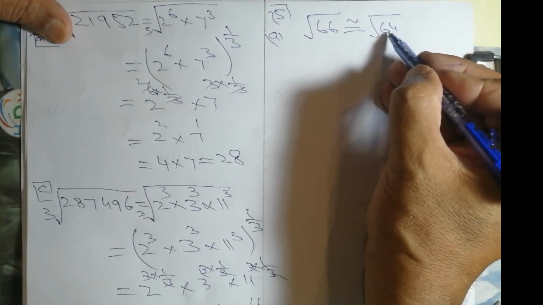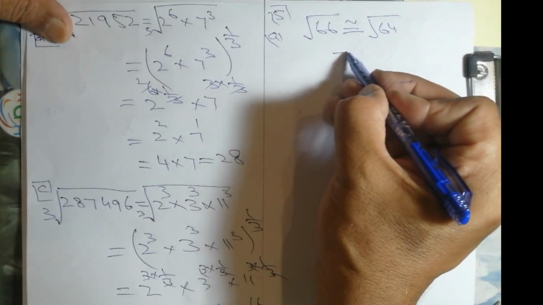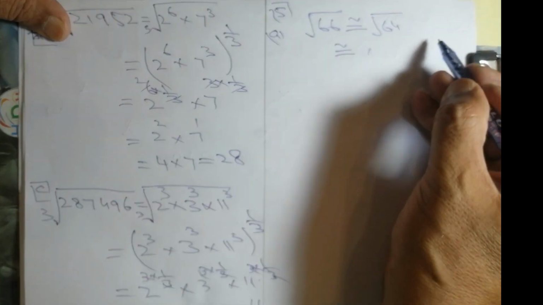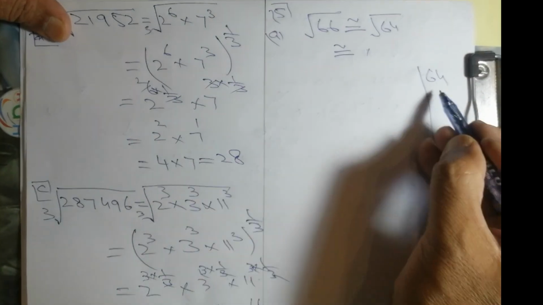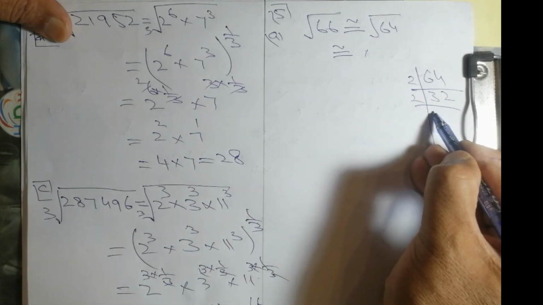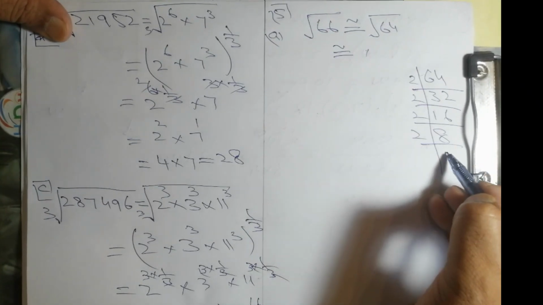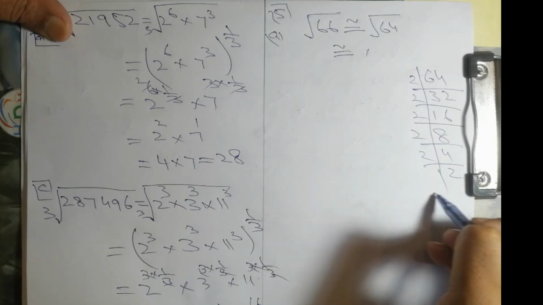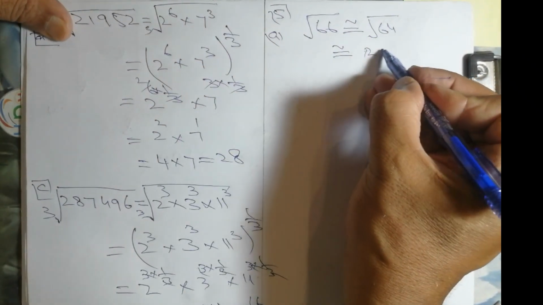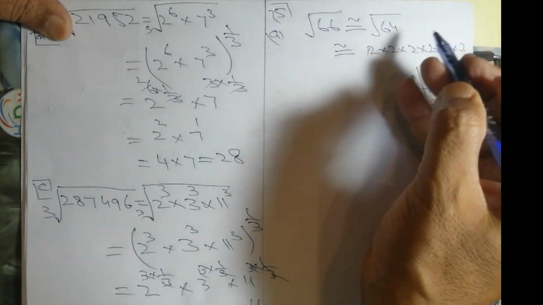Now if you write the prime factorization of 64, 2 3s are 6, 2 2s are 4, 2 1s are 2, 2 6 are 12, 2 8s are 16, 2 4s are 8, 2 2s are 4, 2 1s are 2. So this is 2 into 2 into 2 into 2 into 2 into 2, 6 times.